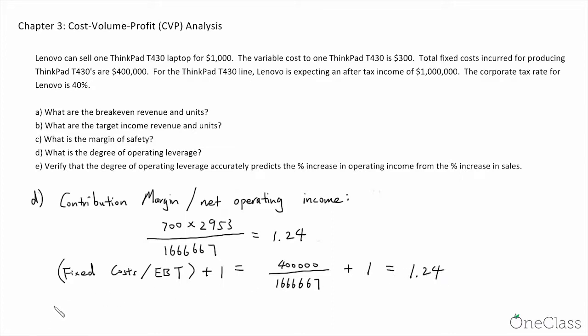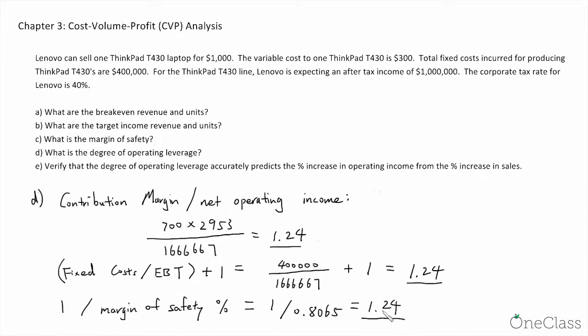Now the third method is 1 divided by margin of safety percentage. And this equals 1 divided by margin of safety percentage. It also equals to 1.24. So because all the numbers equal, it proves that we have done the right calculation.